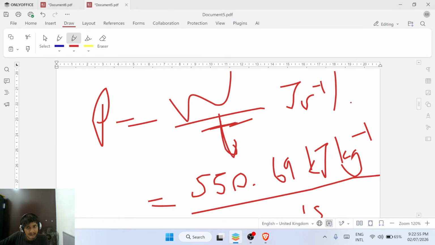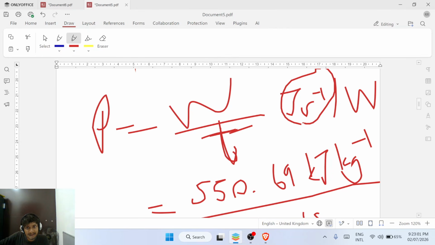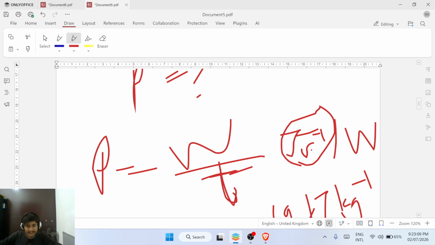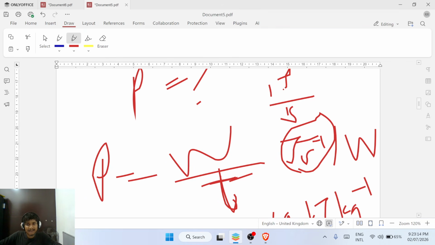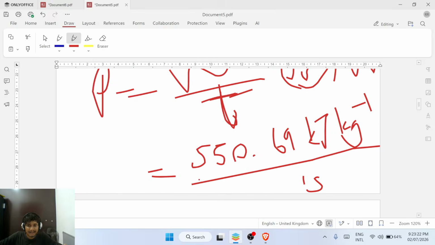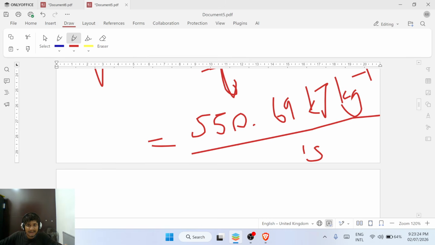The unit of power, we already know, is joule per second or W. We have to find the final answer in joule per second, so here we have to remove the kilogram. What is the meaning of joule per second? It is the energy for 1 second, the work done per second, which is the power. We already know, therefore, P is equal to W.